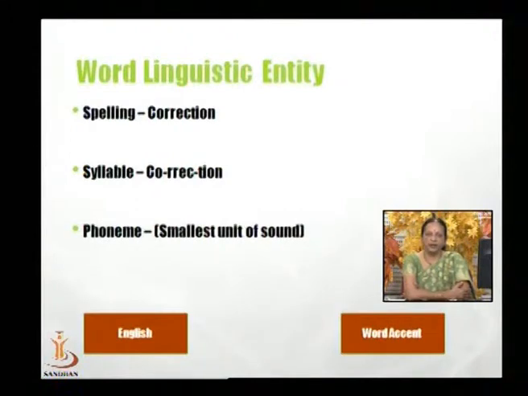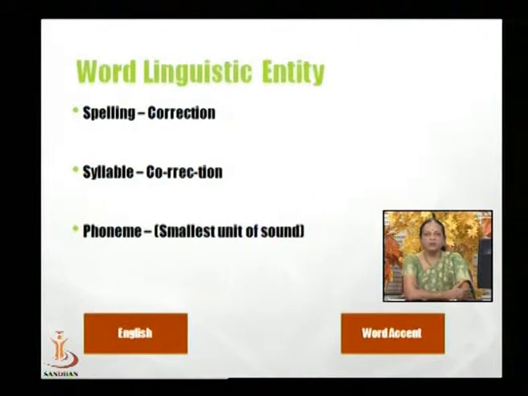The word is correction. Where do I pause? I pause at the end of each syllable. So, if I ask you how many syllables are there in the word correction, you would be able to tell me that it has 3 syllables. Correction. You get that? And then it also consists of phonemes.